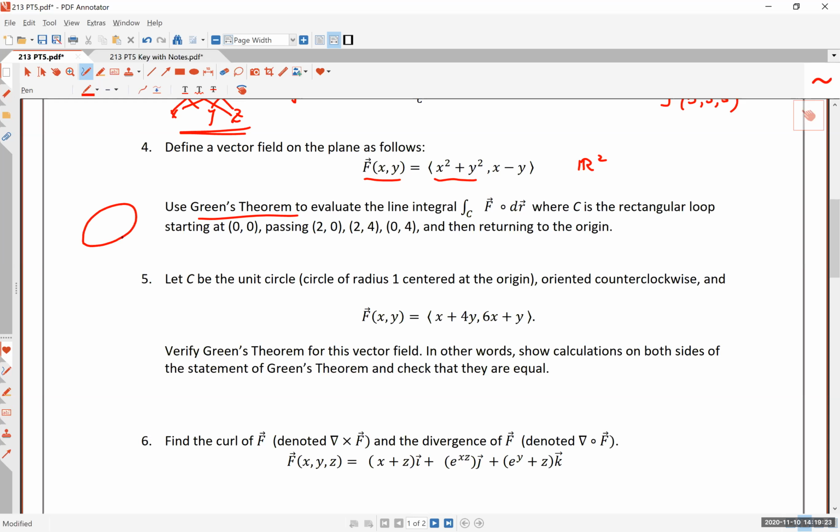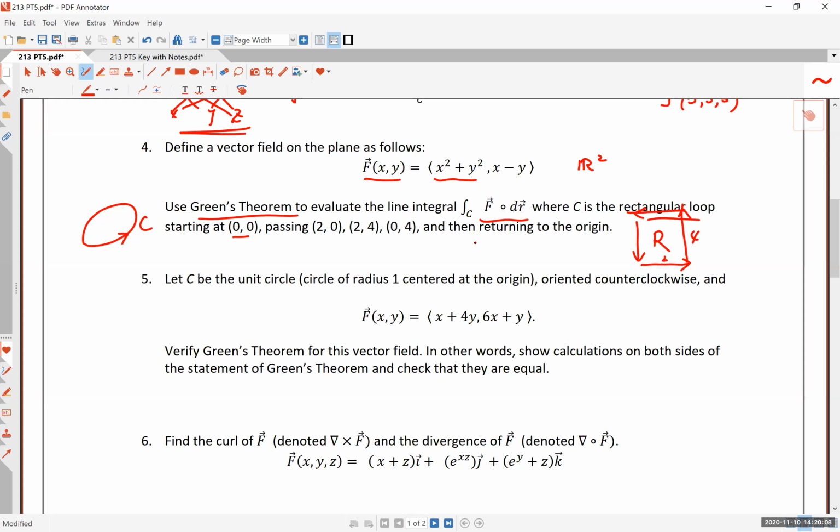All right, so that means, because you're using Green's theorem, the line has to be a simple closed curve, and you're supposed to find the line integral of F dot dr over C, which is, oh, it's a rectangular loop. Starting at 0, 0, then 2, 0, and then goes to 2, 4, and then to 0, 4, and comes back to the origin. This is a 2 by 4 rectangular region. And the region R is this inside.